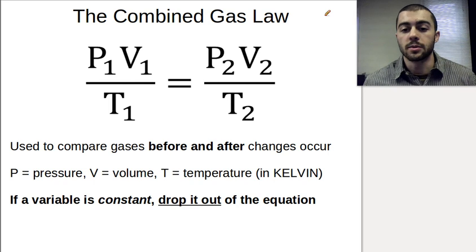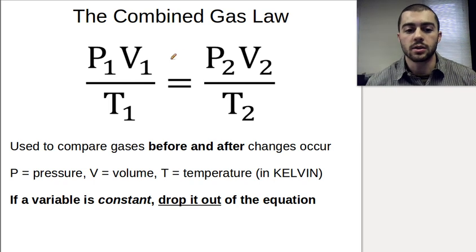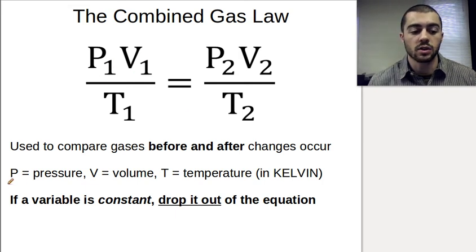Alright, this Regents chemistry video is on the combined gas law. What the combined gas law is used for is basically to track changes that happen in a gas based on pressure, volume, and temperature. So the variables in this equation: P is pressure, V is volume, and T is temperature.